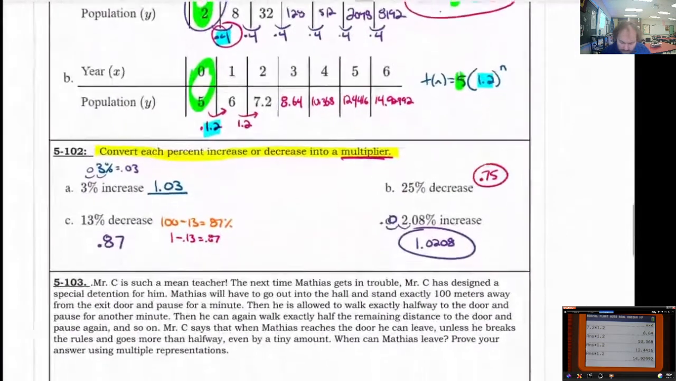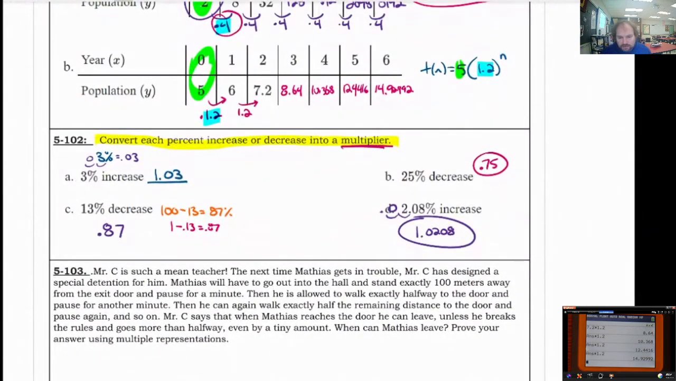We did 102 in class for the most part, so I'm not going to talk about it too much here. This is how we find the multiplier based on a percentage increase or decrease.